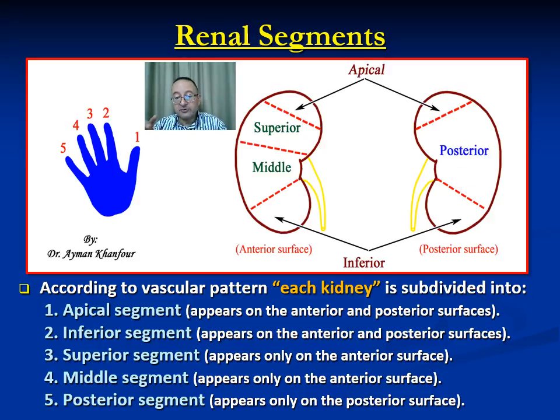I asked you in the first part of the lecture to make a table and to draw by your hand the surface anatomy from the anterior aspect and from the posterior aspect. This is the second drawing that I want you to make by your hand, and the third one is for the anterior relations of the kidney.